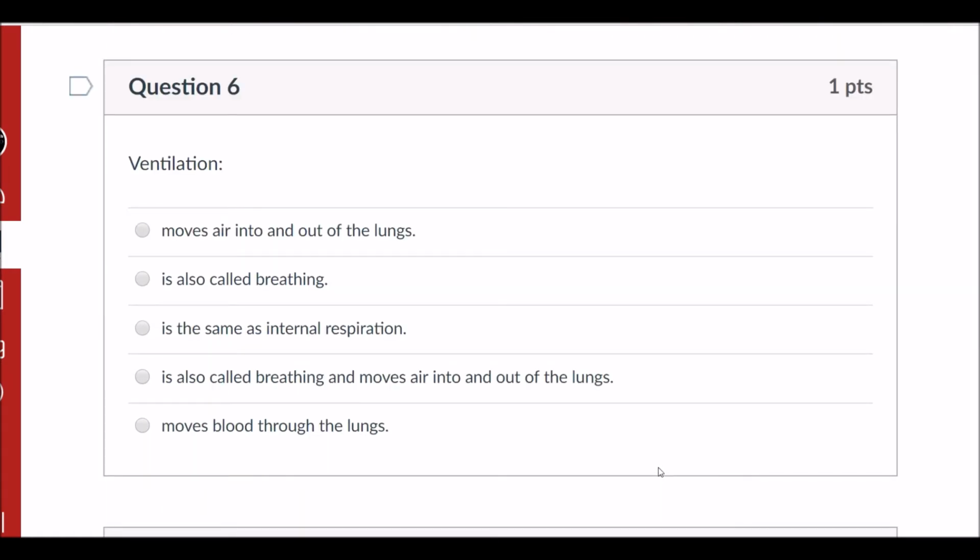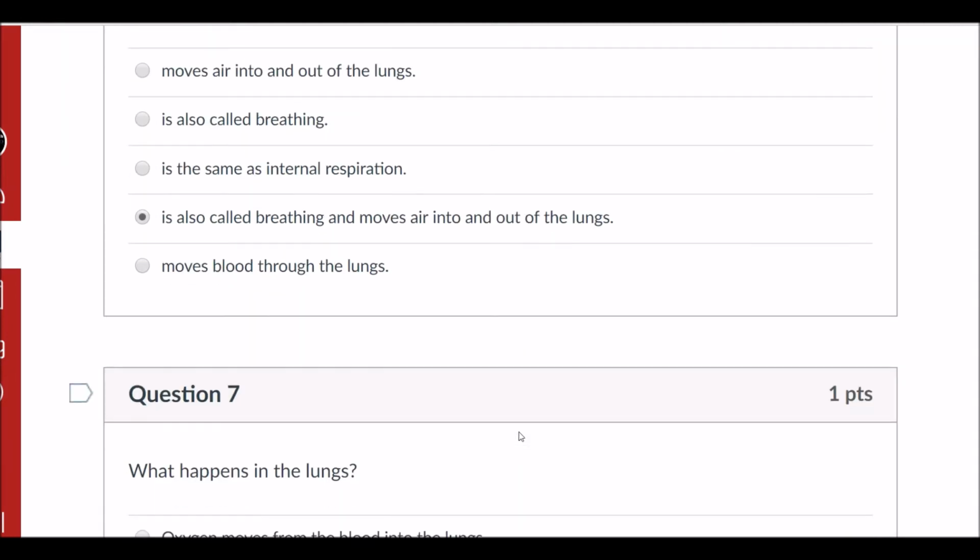All right, so looking ahead to the respiratory system. Ventilation is, if you were to guess. Yeah, it's breathing. It's just breathing. So that's half of it. Moving air in and out, also called breathing.